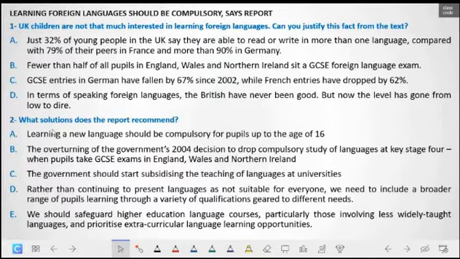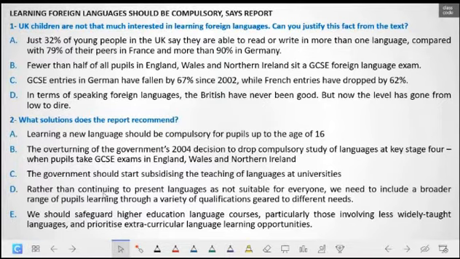What solutions does the report recommend? A, learning a new language should be compulsory. It means it is a must for them. They have to do it. Should be compulsory for pupils up to the age of 16. The overturning of the government's 2004 decision to drop compulsory study of languages at Key Stage 4 when pupils take GCSE exams in England, Wales, and Northern Ireland.